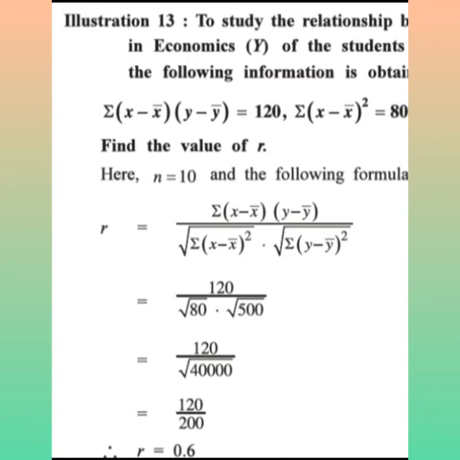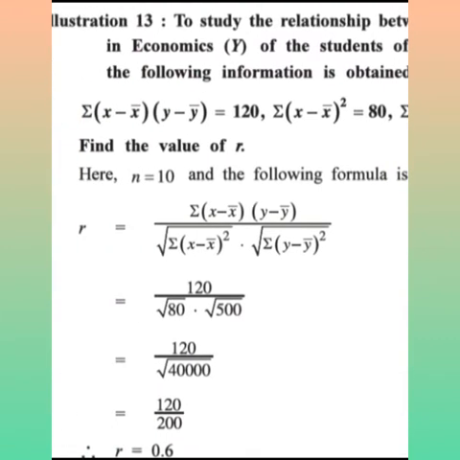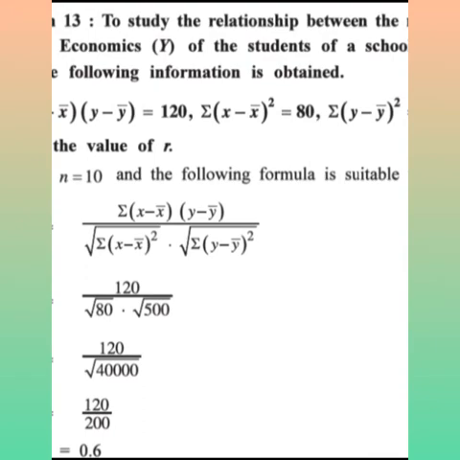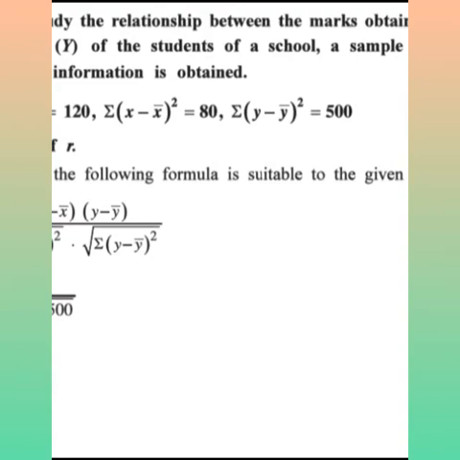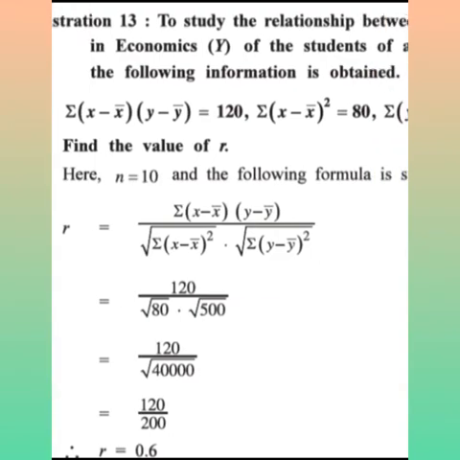Again, what have they given over here? They have given us sigma (x minus x bar)(y minus y bar). Similarly, they have given us sigma (x minus x bar) whole square. Similarly, you would find they have also given us sigma (y minus y bar) whole square, and they have told us to find out the value of r.